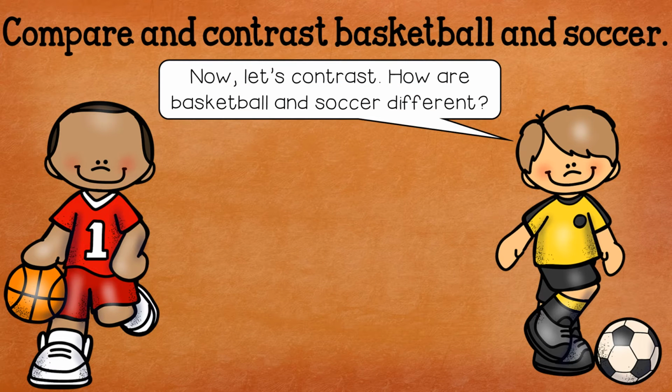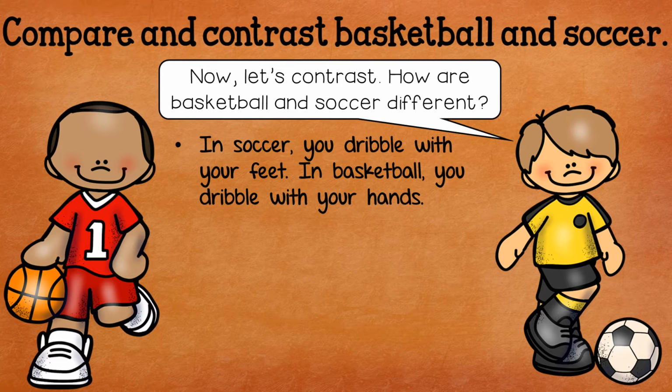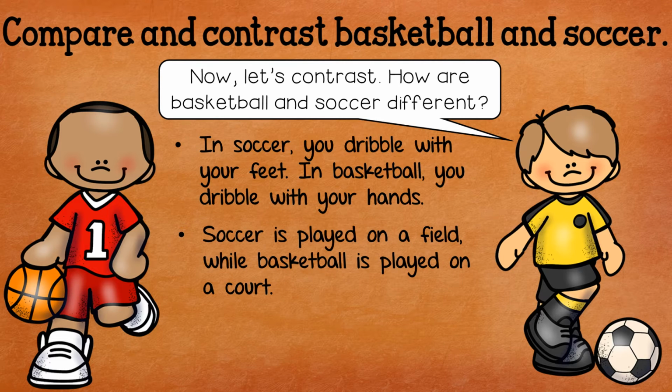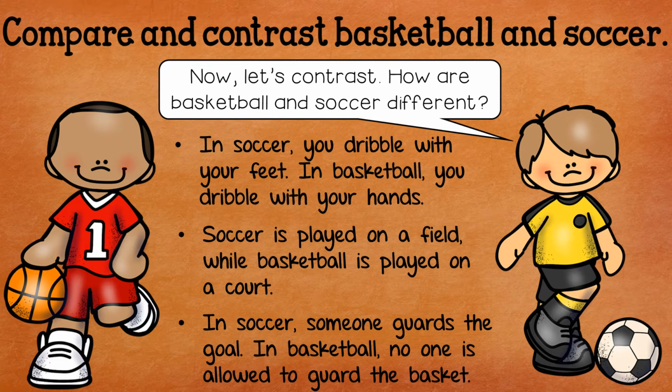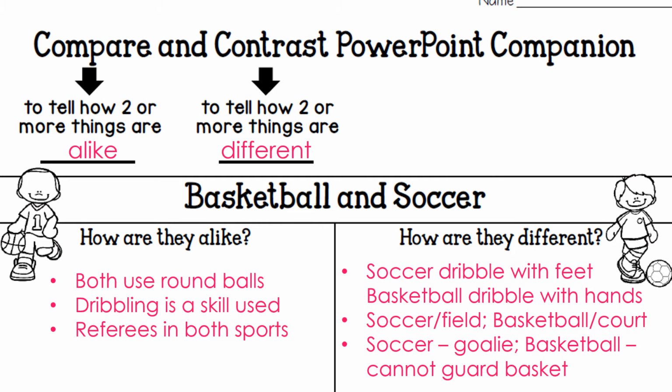Now let's contrast. How are basketball and soccer different? Well, in soccer, you dribble with your feet. In basketball, you dribble with your hands. Soccer is played on a field, while basketball is played on a court. In soccer, someone guards the goal, but in basketball, no one is allowed to guard the basket.